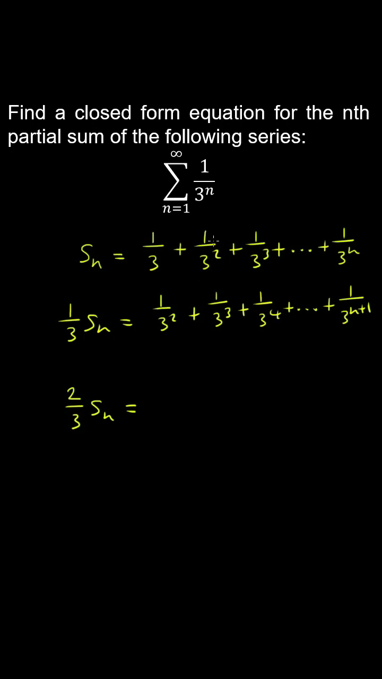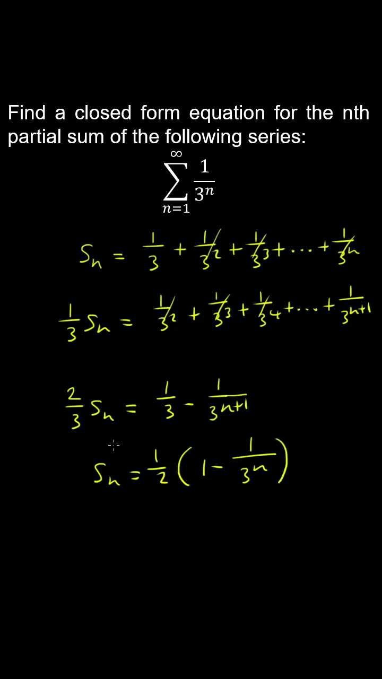And now if we subtract the second equation from the first, we get 2/3 Sn on the left hand side. And on the right hand side, all these terms here in the middle are going to cancel. So what we're left with is 1/3 minus 1 over 3 to the n plus 1. And now if we multiply through by 3 and divide by 2, we obtain Sn is equal to 1/2 by 1 minus 1 on 3 to the n. And now you can test that this works by finding a few partial sums using this closed form equation.